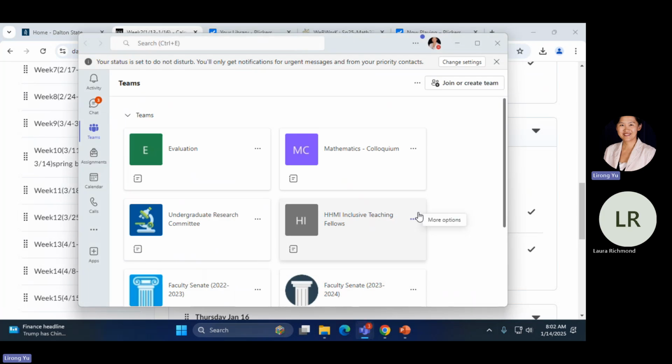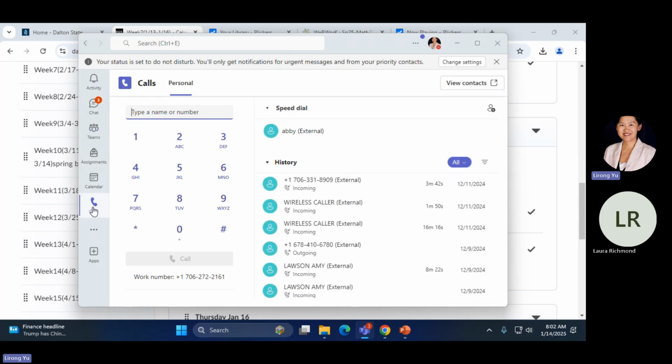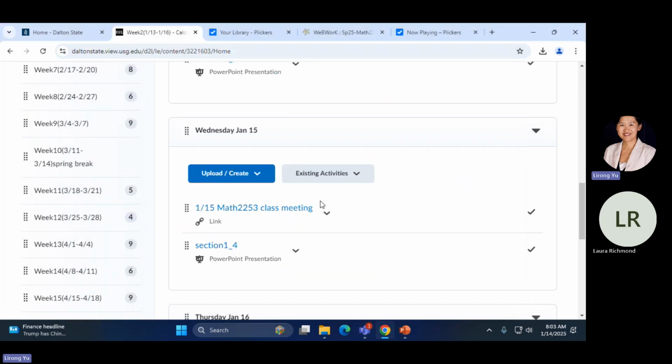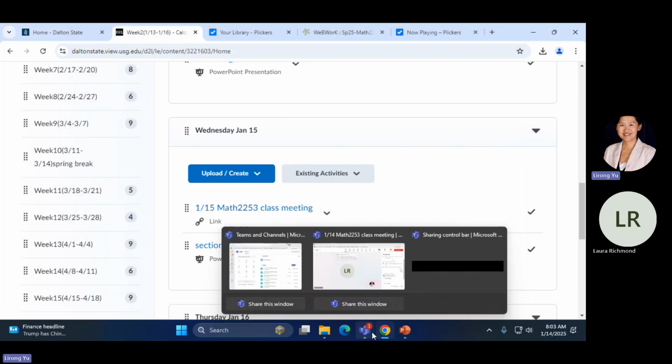You can see activity, chat, Teams. There are some of the common functions of the Teams app. You can even use the Teams app as your phone, because you can use Wi-Fi as your calling service. So you can use this for calling people. It has some nice functions. Anyway, once your Teams app is open, you can attend class virtually.